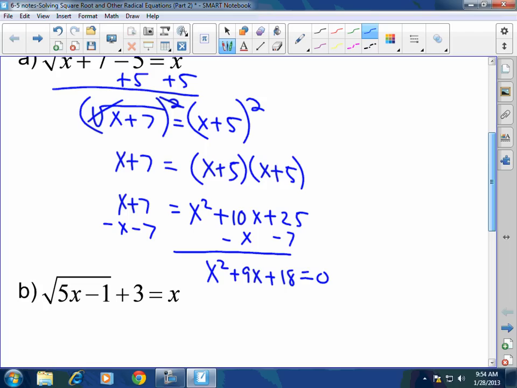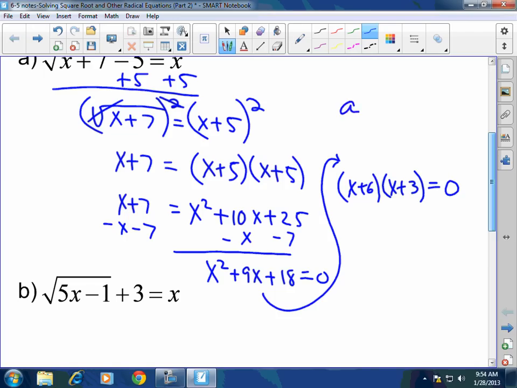Let's go ahead and factor this. So this is going to be x plus 6 times x plus 3 equals 0. We hopefully remember the zero product property. Remember that if a times b equals 0, then a is set equal to 0 and/or b is equal to 0. So you must set them equal to 0 both and see which ones work. So x is going to equal -6 and/or -3.